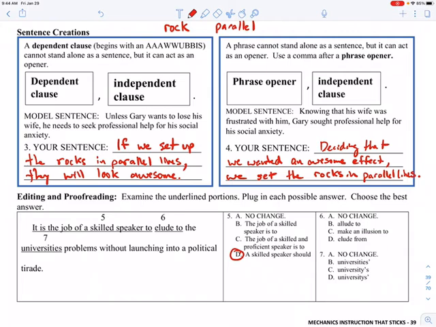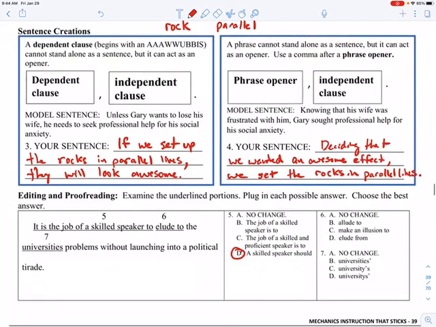All right, 6, we have a word choice. The word elude means to escape from. The word allude with an A means to make an allusion to. Not illusion in C, it's telling about something else. So B is our best choice. It's the right word.